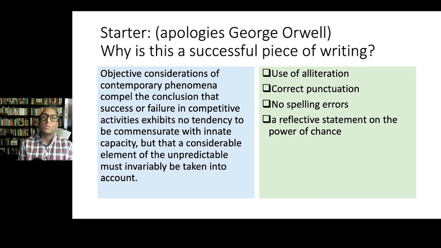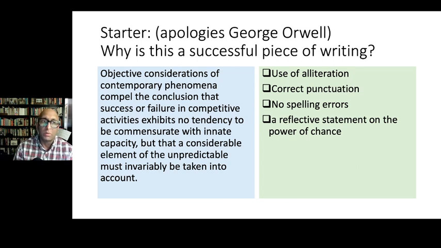You can press pause to think, to discuss, but I want you to look at this piece of writing and look at the success criteria on the right and say, why is this a successful piece of writing? Objective considerations of contemporary phenomenon compel the conclusion that success or failure in competitive activities exhibits no tendency to be commensurate with innate capacity, but that a considerable element of the unpredictable must invariably be taken into account. Well, I think that all the success criteria are met. Does that make this a successful piece of writing?